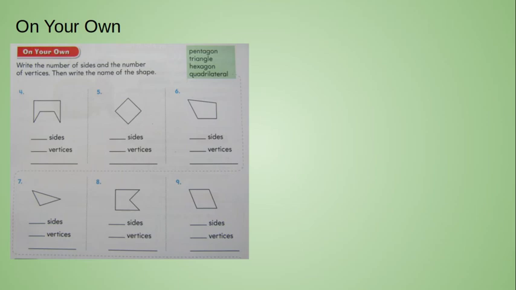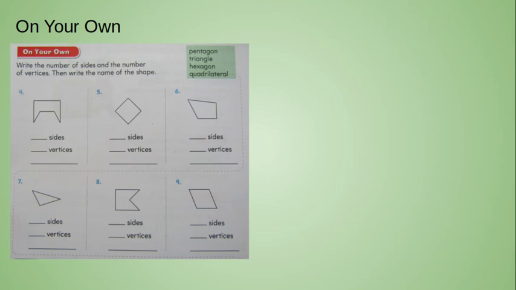Go ahead after I say pause, hit pause, and fill in the answers for numbers 4, 5, 6, 7, 8, and 9. When you're ready, hit play again and you can check your work over with my answers. Make sure that you put the dash marks for the sides and make sure that you circle your vertices. Okay, go ahead, hit pause right now. Okay, you should have just hit play.